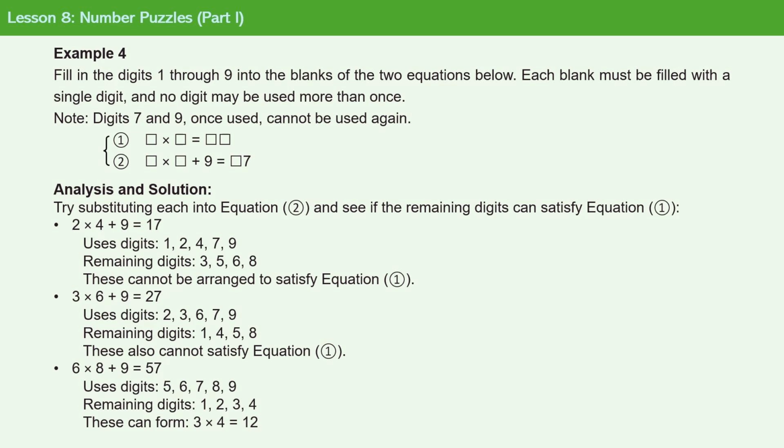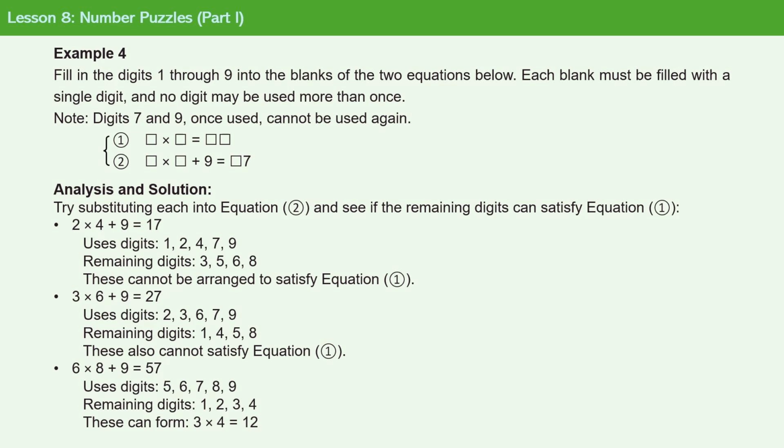3 times 6 plus 9 equals 27. Uses digits 2, 3, 6, 7, 9. Remaining digits 1, 4, 5, 8. These also cannot satisfy equation 1.